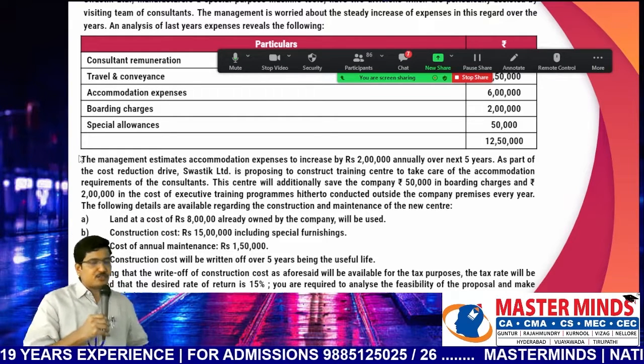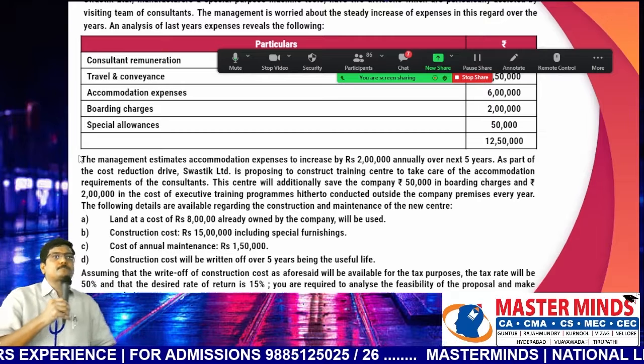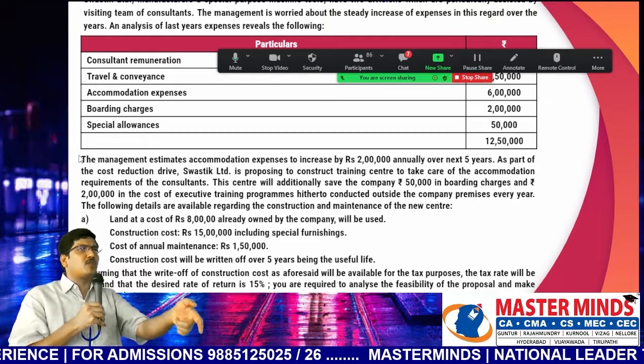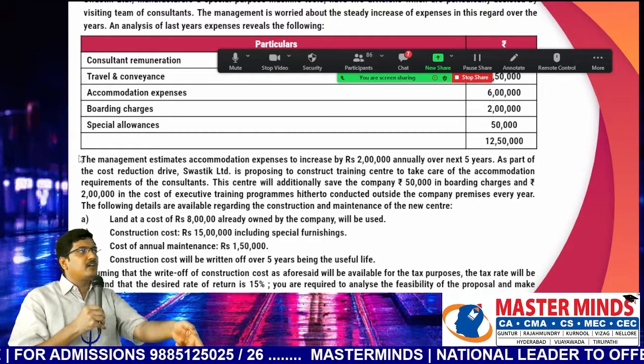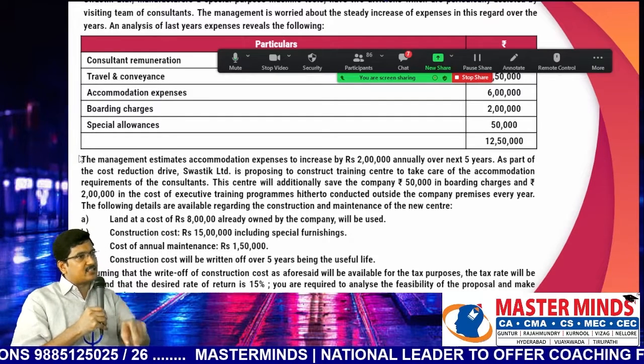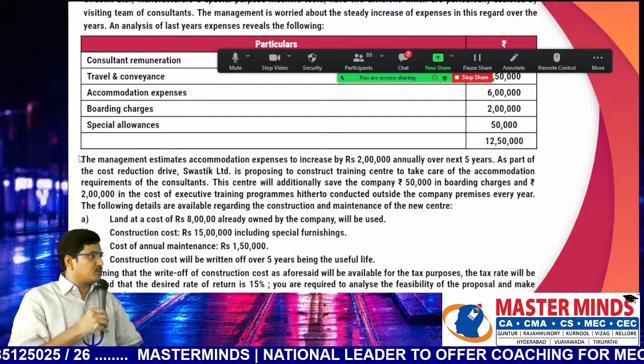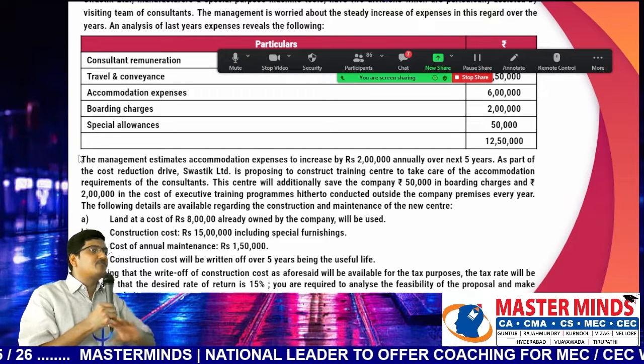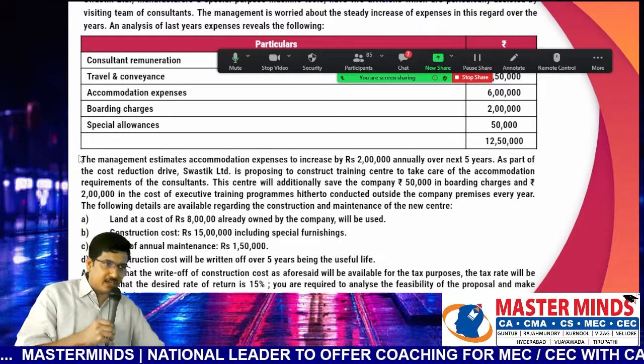Next one. Special allowances. Is it an extra cost or common cost? Common cost. Why? If the project is not accepted, we need to incur it. If the project is accepted, we need to incur it. Then it is a common cost. Once it is a common cost, it will be ignored in the decision making.